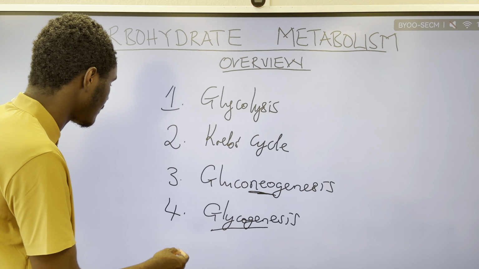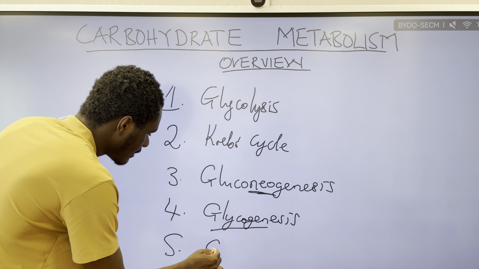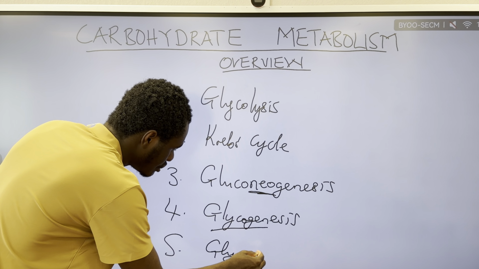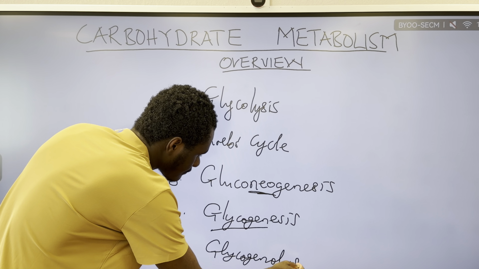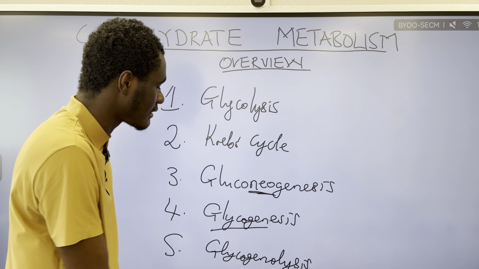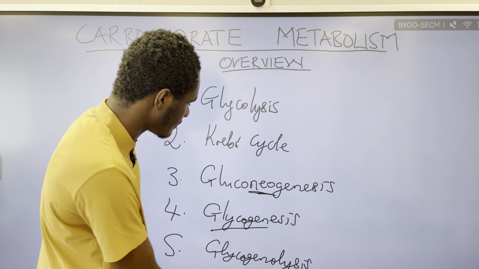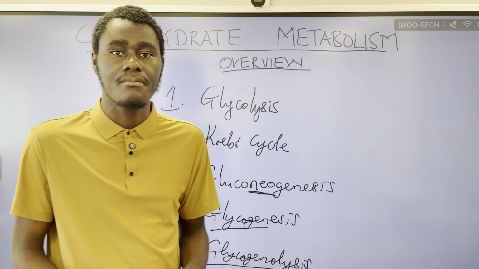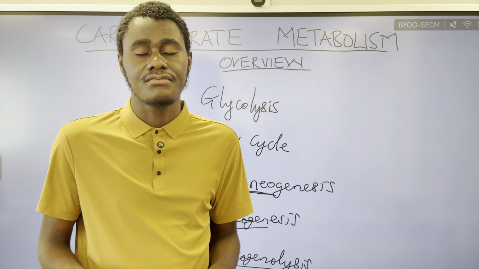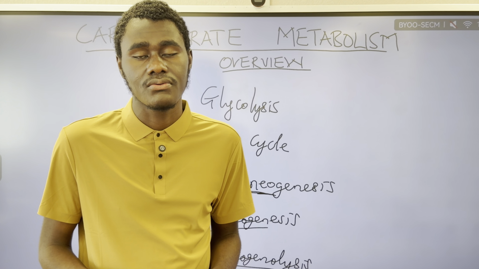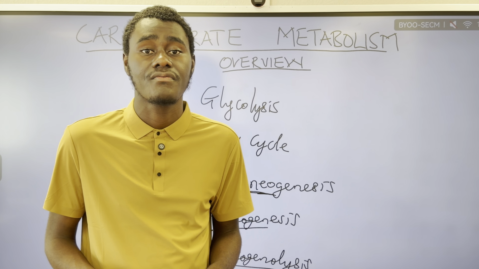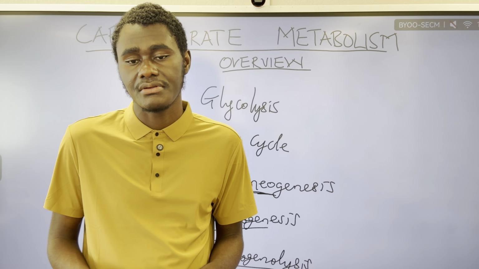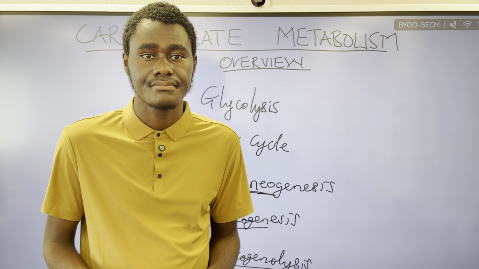Another very important pathway is glycogenolysis. As the name implies, glycogen and lysis. So this is also a very important pathway where we have to break down our glycogen when our glucose levels are low in order to provide glucose. So the glucose will later be used for energy.